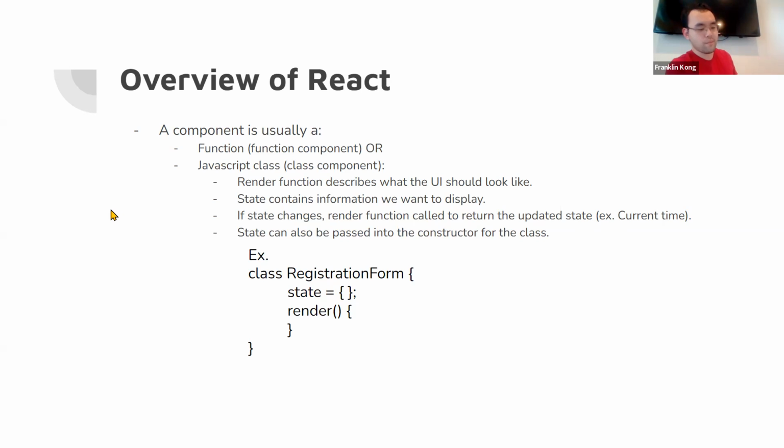For example, if your UI displays the current time in hours, minutes, and seconds, that time will change every second. Therefore, the state, which contains the current time, will be updated every second. And each time it's updated, React calls the render function in the class component again to return the updated current time. Also, the state doesn't have to be an object. It can also be passed in as parameters in the constructor for the class, as you will see in the demo we do later in this tutorial.